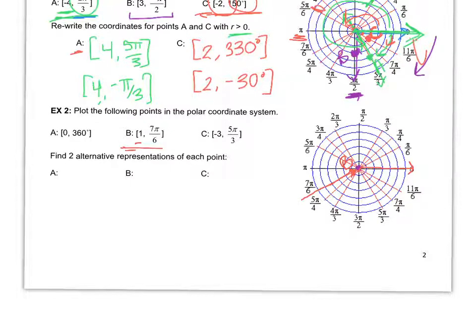And then point C, we're going to move in the negative direction, with a negative radius of -3, and our rotation is 5 pi thirds. So that means we would open up all the way to 5 pi thirds. So imagine facing 5 pi thirds right here, but because r is negative, you would move backwards 3 units, which would put you right here. That's where C would be. So we can represent each of these using different coordinates as well.